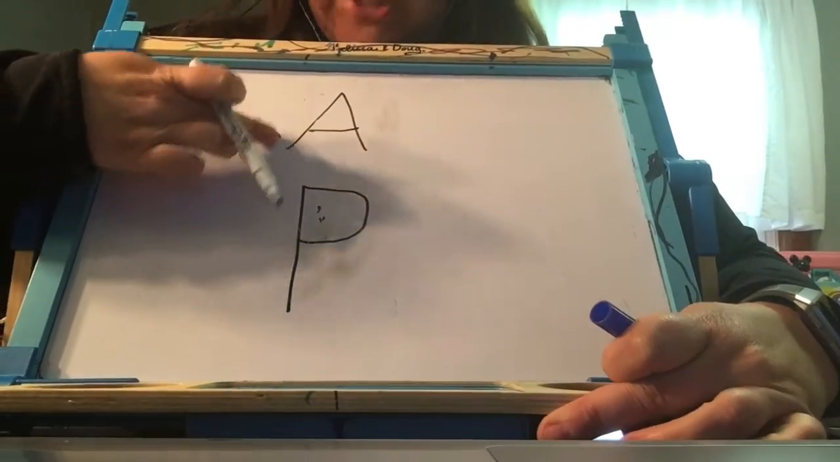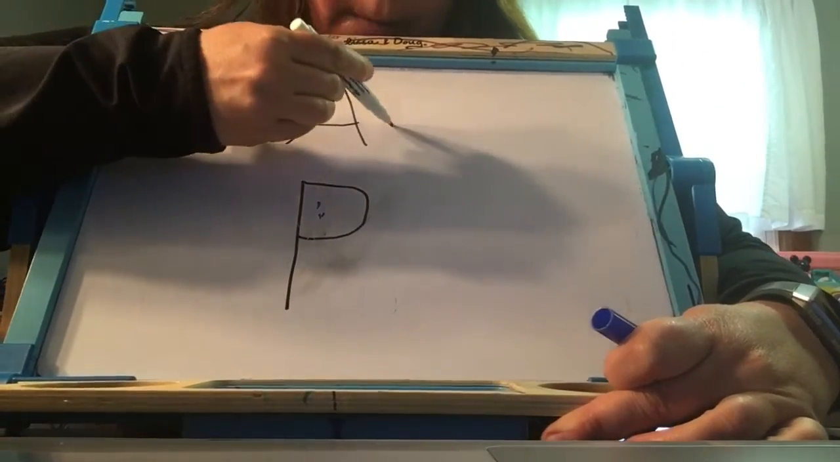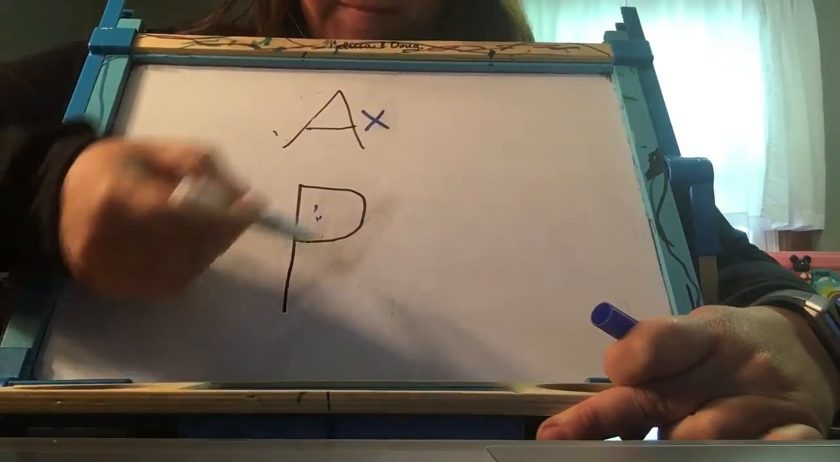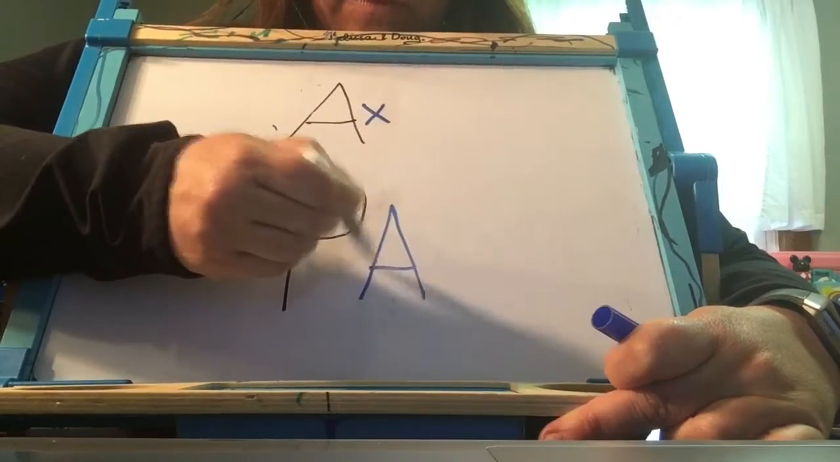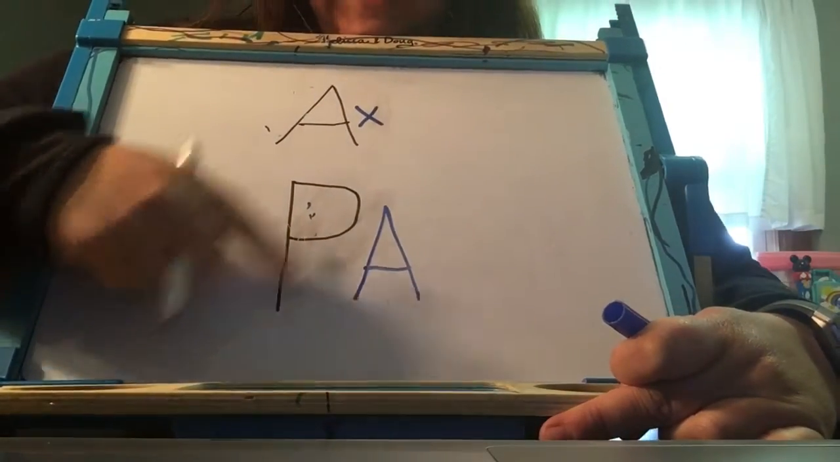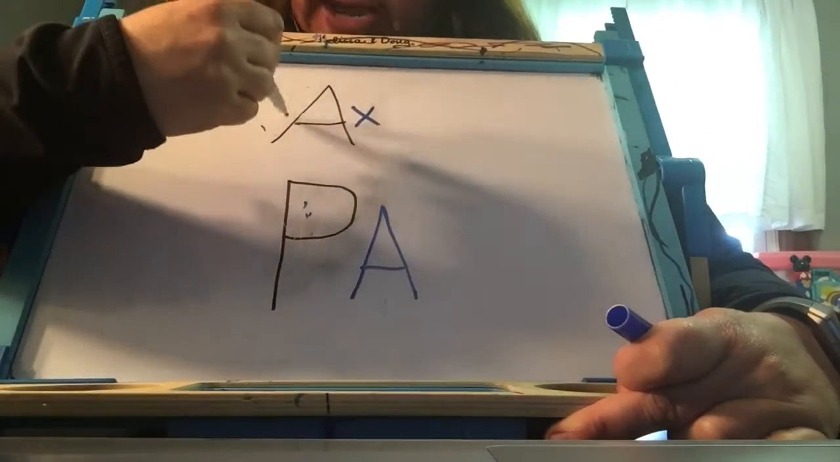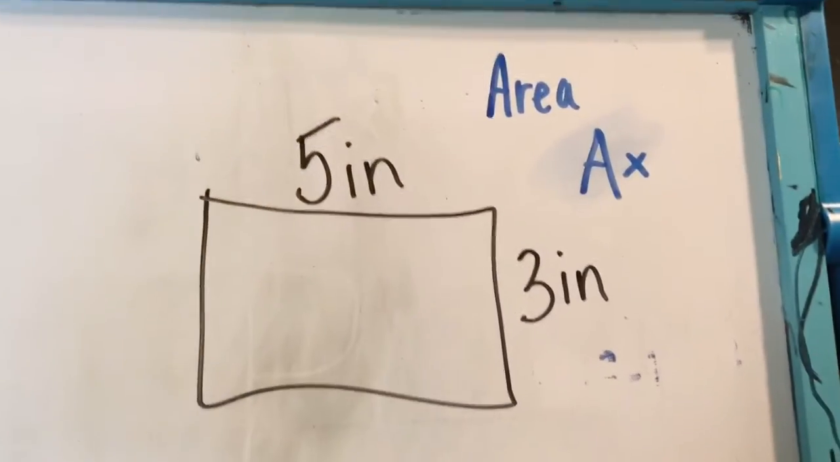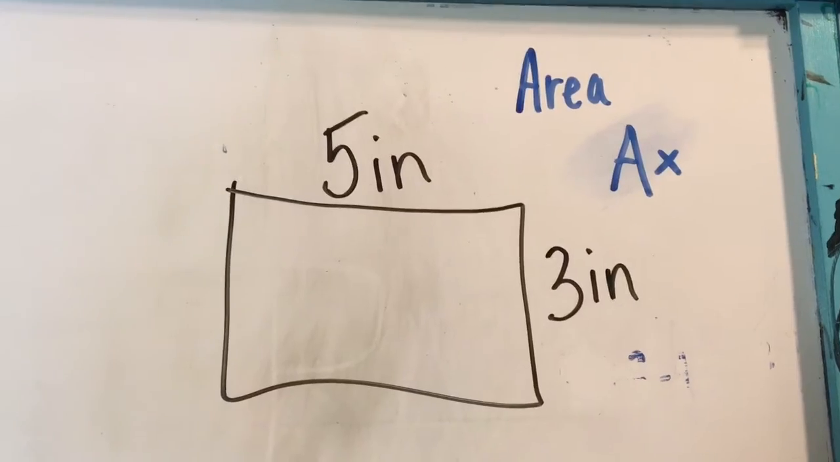So what I also do is I put area we multiply, so it has an X, and perimeter we add, and that spells PA, the state in which we live in. So area we multiply, perimeter we add. All right, so we're gonna start with area because we've spent a lot of time doing area this year.